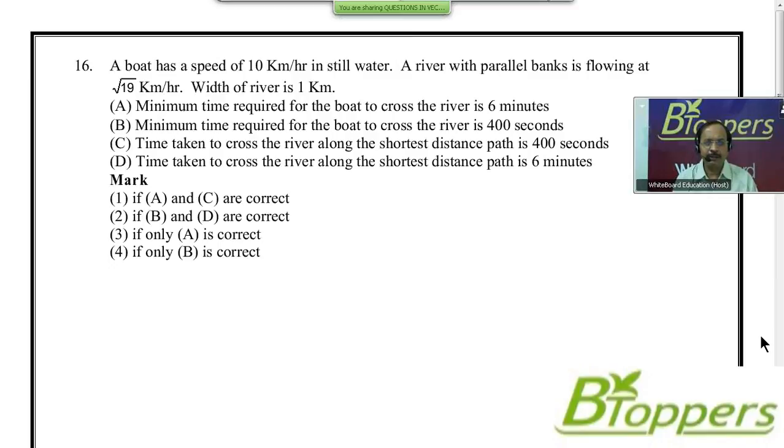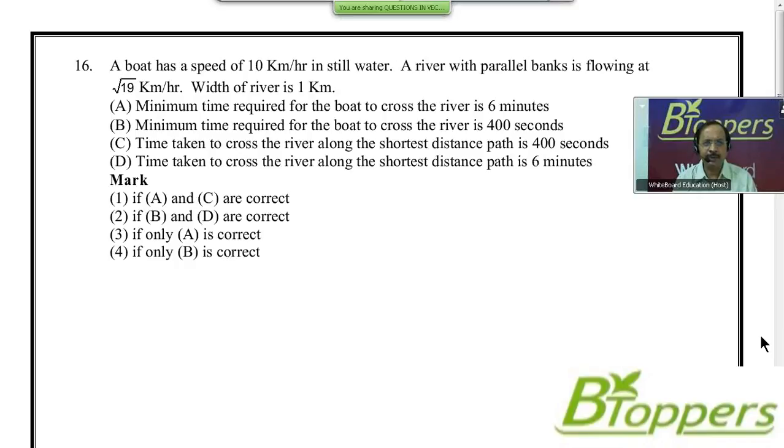A boat has a speed of 10 km per hour in still water. A river with parallel banks is flowing at a rate of 1.9 km per hour. Width of the river is 1 kilometer. Here I have written 4 statements A, B, C, D, out of which one or more than one of the statements may be correct.